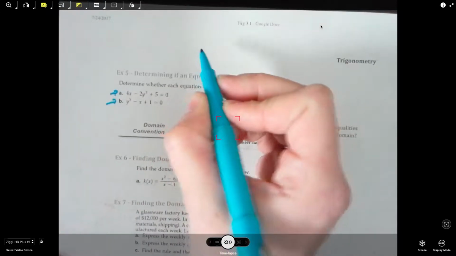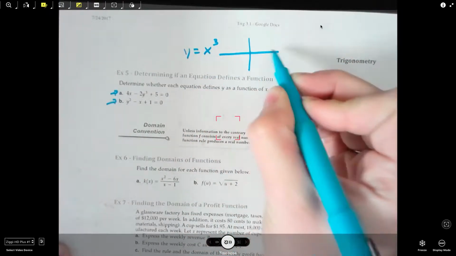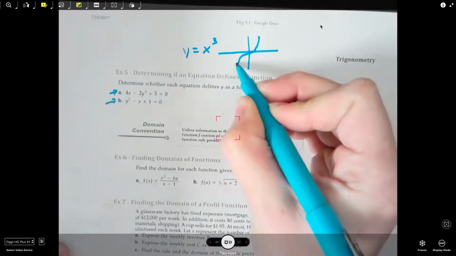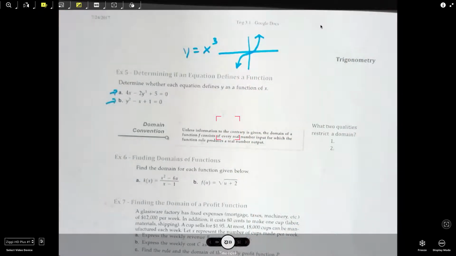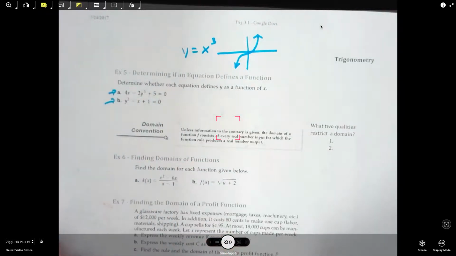When I have y equals x to the third power, it looks like this. This is using your basic algebra, remembering what these functions look like. So x squared is a parabola, x to the third power looks like that. So if I instead have x in terms of y to the third power, what's that going to look like? What's it going to look like if you have x equals y cubed instead of y equals x cubed?